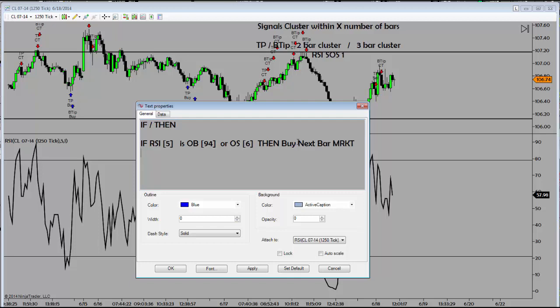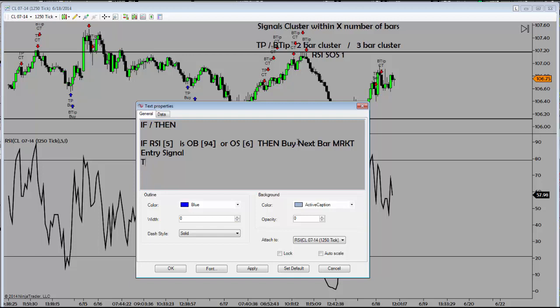Now right there we've just created an entry signal based on very specific quantifiable rules of engagement. There are 3 different variables. The value of the RSI, we can lengthen or shorten it. The overbought condition, we can increase or decrease. The oversold condition, increase or decrease. And then we've generated a signal. Now the question is, how do we enter? Well, right here we said let's buy the next bar market.